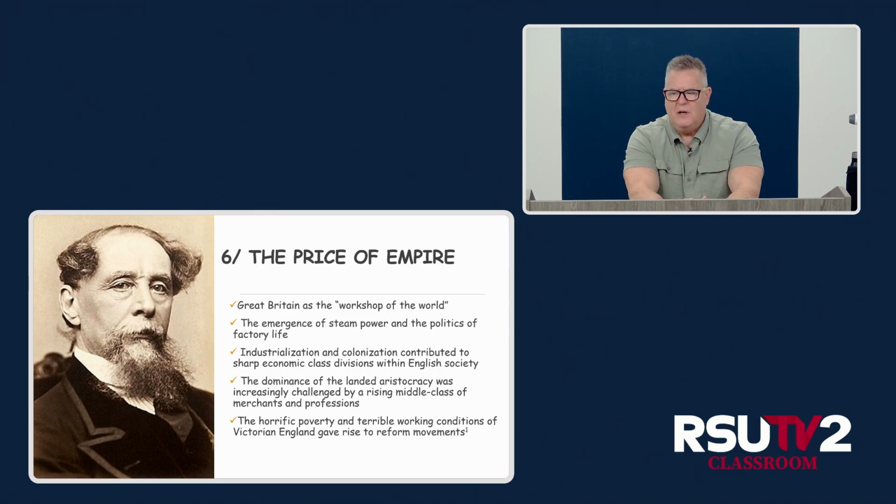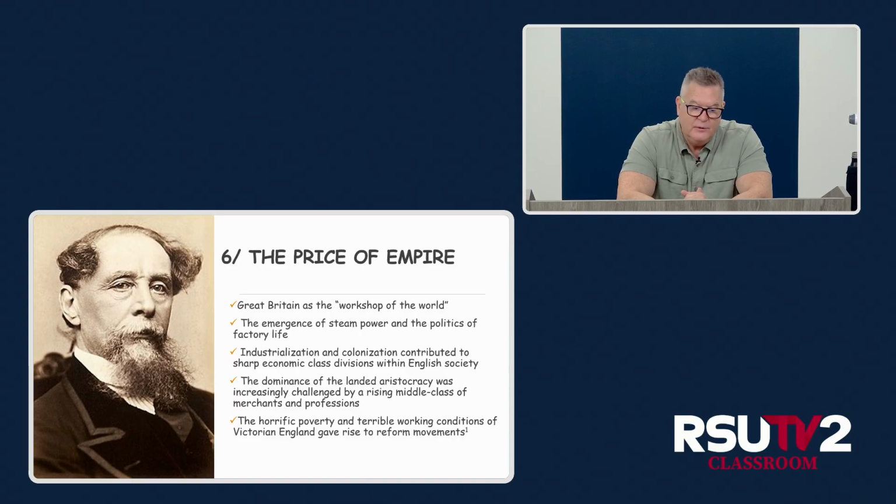The horrific poverty and the terrible working conditions of Victorian England gave rise to significant reform movements. And of course, pictured on this slide is Charles Dickens, who wrote many of the tremendous books chronicling Oliver Twist and many of these other books that really highlighted the squalor and the absolute indifference that English society showed toward the dross, if you will, of humanity that the Industrial Revolution was leaving behind.